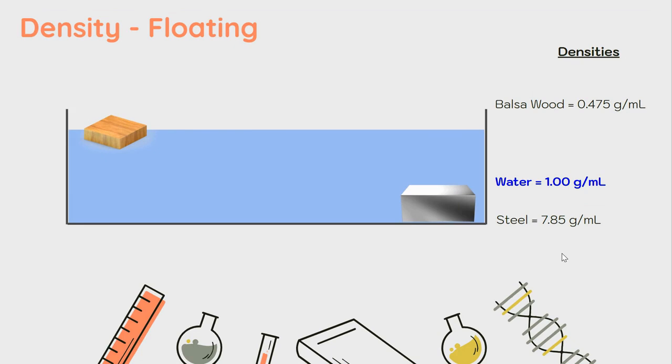Now, what's interesting is when we look at something like ice. Ice, which is the same chemical as water, it's both H2O, ice actually has a lower density than water. And that is why ice floats on the top of water.